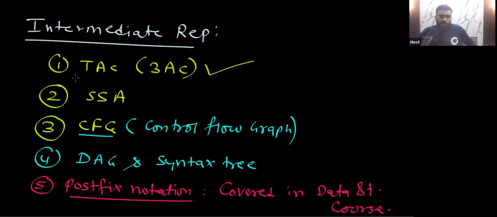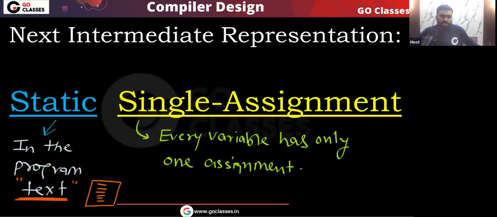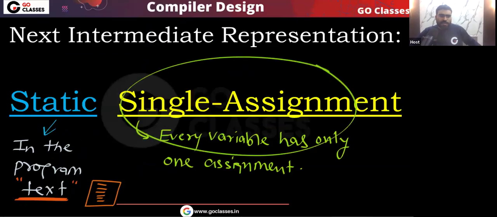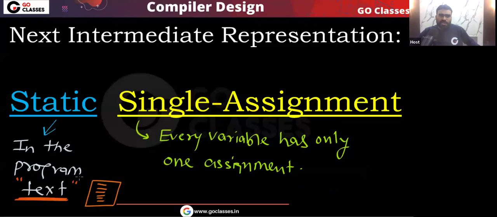So now we have already seen three address code. In this lecture, we will study static single assignment, SSA. So what is the definition of static single assignment? Static means in the program text. If someone asks you what this word means, it means in the program text. Next, single assignment. This means every variable has only one assignment.